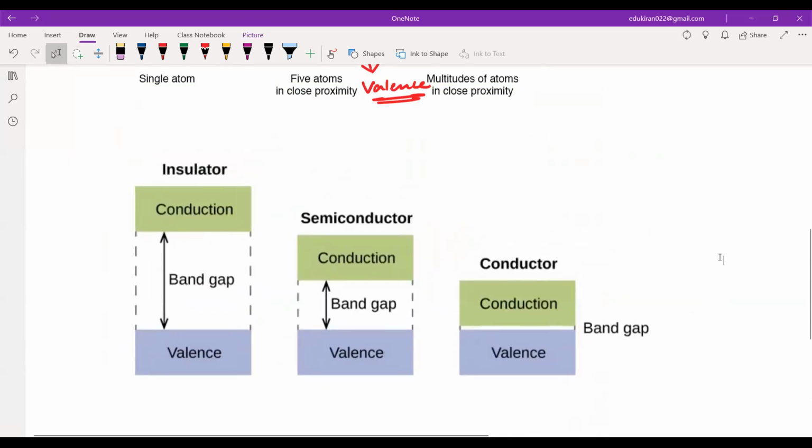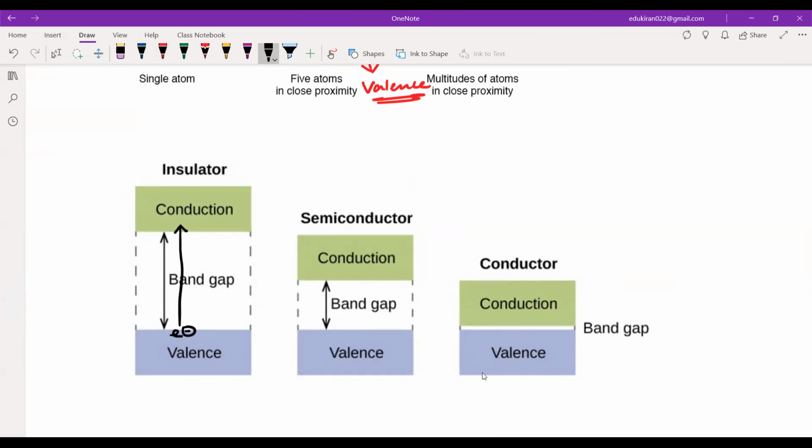Yeah. Okay. So here you have insulator, semiconductor, and conductor. As you can see, in an insulator, the band gap, that means the gap between the valence and the conduction band, is very high. If it is very high, then even if you supply some kind of energy, it is not enough to excite the electron to the conduction band, and that is why there is no movement.